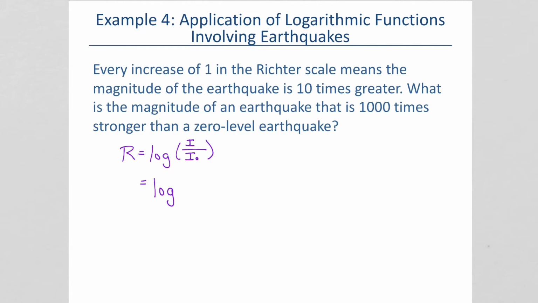Okay, so a zero-level earthquake's magnitude is 1. That's just what we use, because that is the original zero level, 1. And this earthquake is 1,000 times greater, so we'll plug in that for I. Basically we've just got to put in our calculator log of 1,000. We get 3. So the magnitude of an earthquake 1,000 times stronger than a zero level is 3.